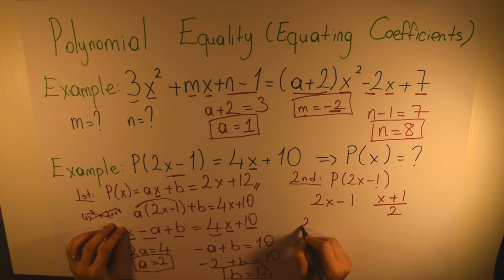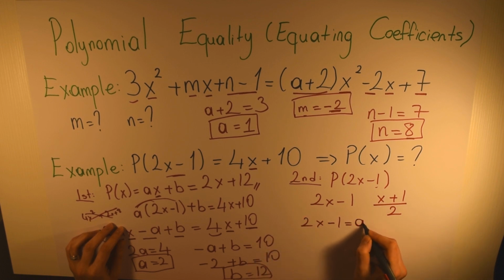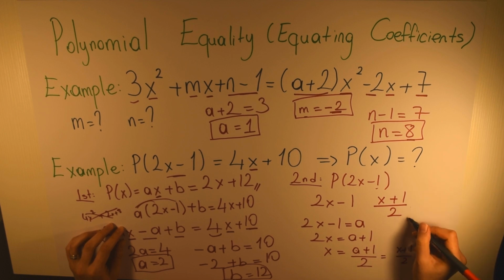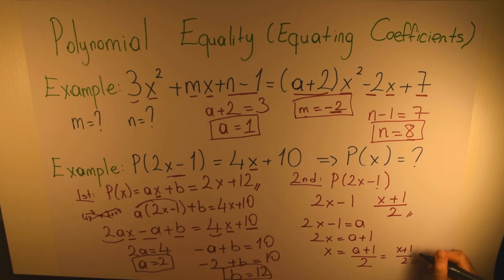You just do 2x minus 1 is equal to, let's say, something a. Okay, and then from here we will try to leave this x alone. 2x is equal to a plus 1. x is equal to a plus 1 over 2. So here, instead of a, we put x, and (x plus 1) over 2. As you can see, we found the same solution here.